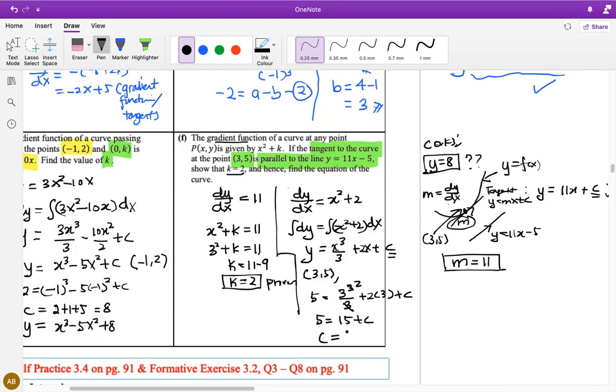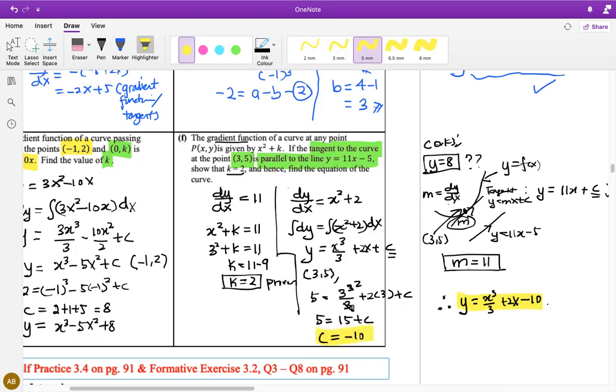Therefore, c is negative 10, sorry. Okay, hence our equation of the curve is y equals to x cubed over 3 plus 2x minus 10. Okay, so this is our equation of the curve.